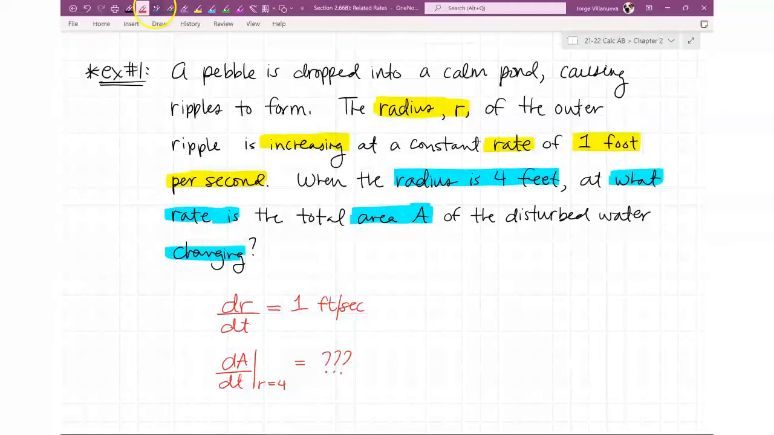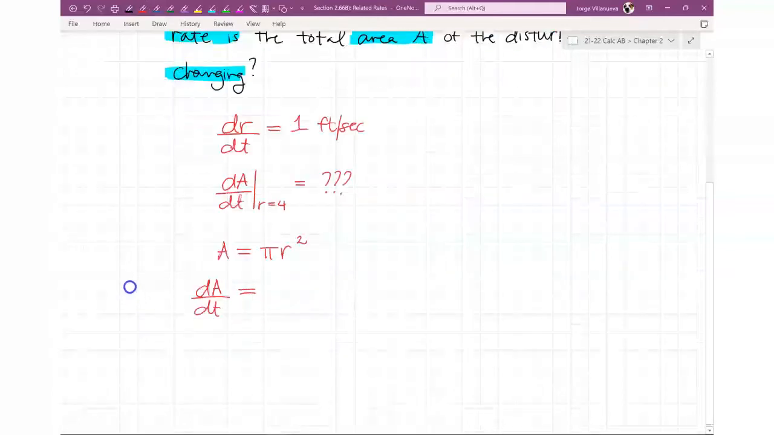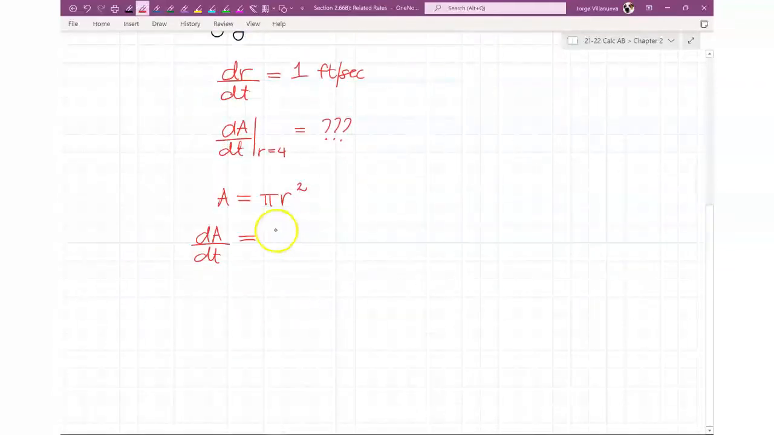So what formula do I use for area? Well, it's a circle. So pi r squared, right? So there you go. I've got to take a derivative of this. So let's do that. The derivative of A is 1 dA/dt. Right? So dA/dt is equal to, pi is a constant, so I can just leave it out here. The derivative of r squared is 2r dr/dt.